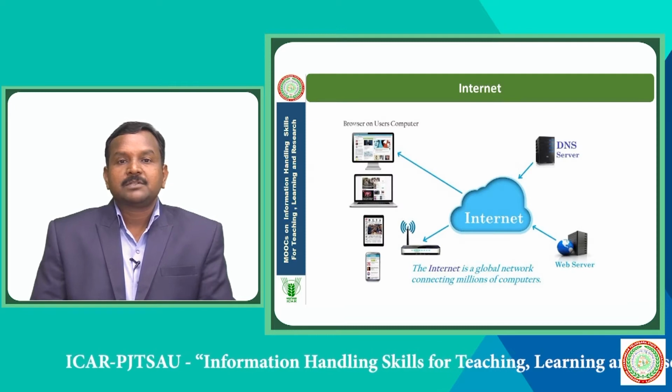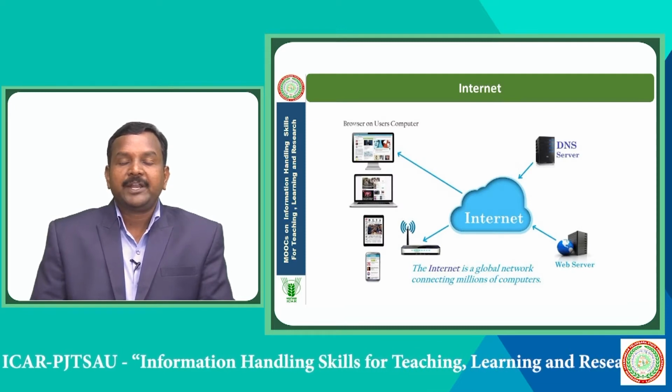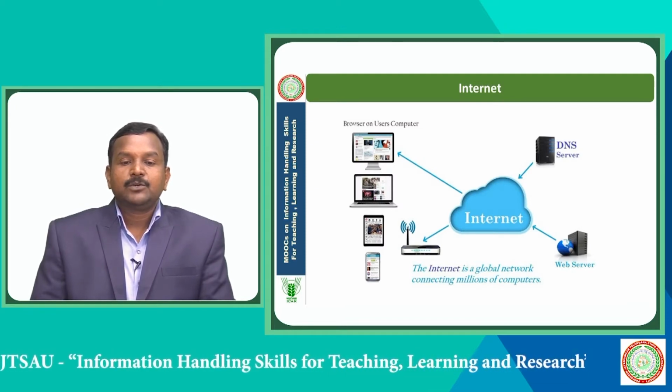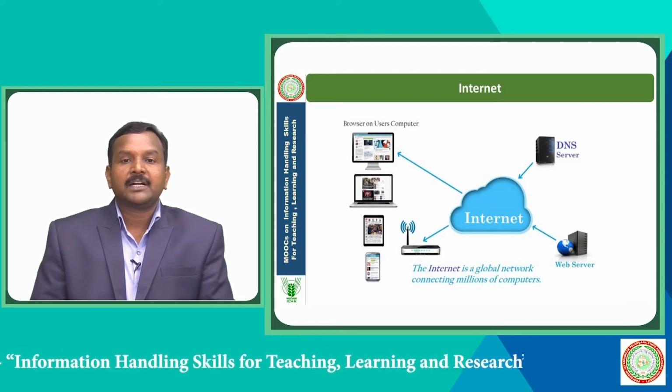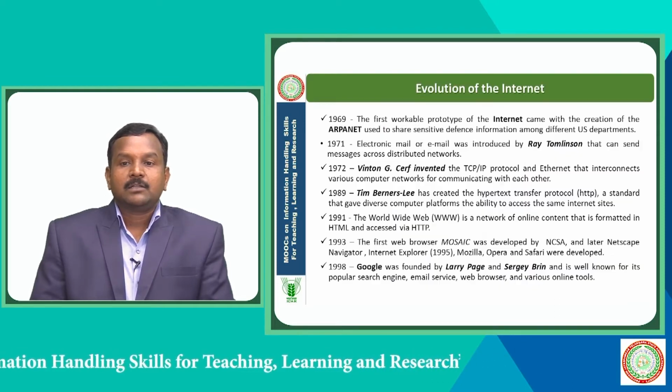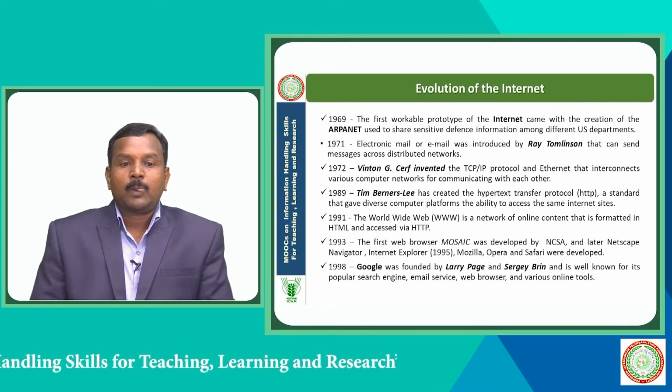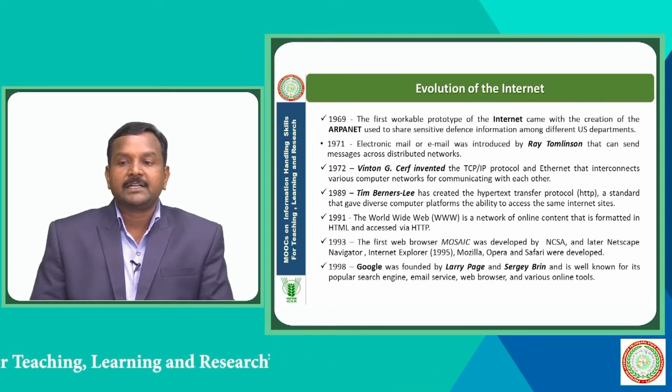The image shows the source, its medium and usage of the internet on different electronic gadgets. The evolution of the internet: in 1969, the first workable prototype of the internet came with the creation of the ARPANET, which was used to share sensitive defense information among different US departments.